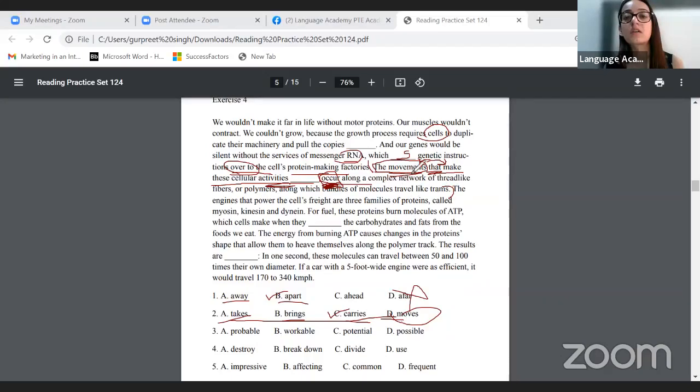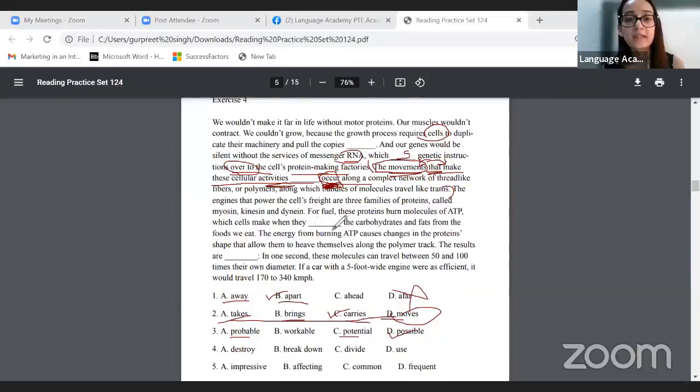Which movements? Now this is the explanation. Movements that make these cellular activities dash. So these are the movements which make the cellular activities possible. Simply making something possible. Movements cannot make activities potential. Movements cannot make activities workable. Movements are already working. And movements cannot make activities probable. It's not even a noun. So what can movements make? Movements can make things possible. That was a simple answer, not really based on context.